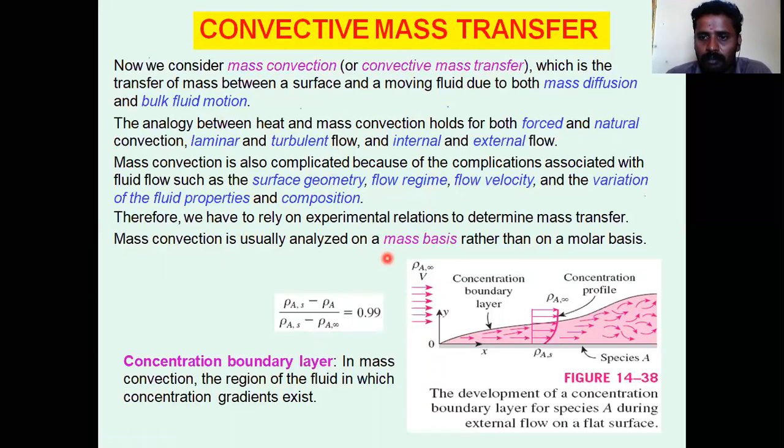We have looked at the mass transfer problem on a mass basis, a molar basis, and a volumetric basis. There is a boundary layer and the velocity profile of the mass transfer. The force is applied in that region, in that layer, and this is a concentration profile. It's a concentration boundary layer.